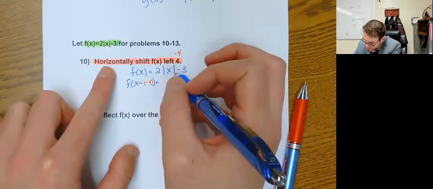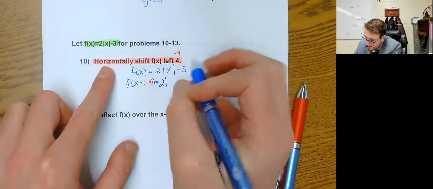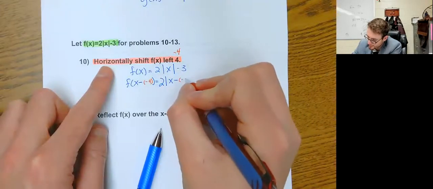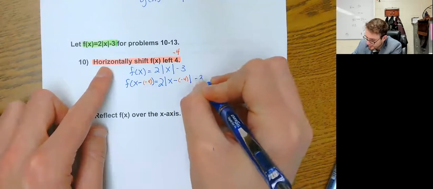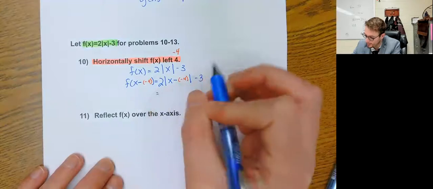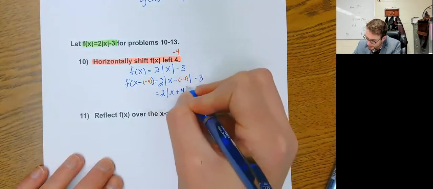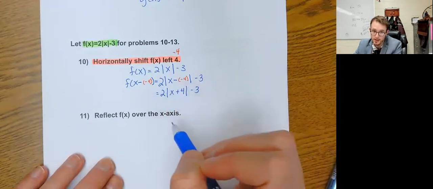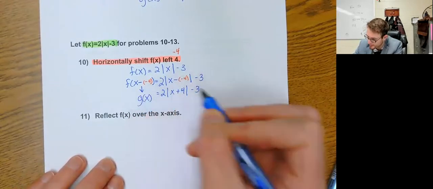So I would have 2 times the absolute value of x minus -4, minus 3. Okay, so let's simplify this. We would get 2 absolute value of x plus 4 minus 3. Negative negative is a positive. Minus a negative is a positive. And this whole thing has just changed to be g of x.